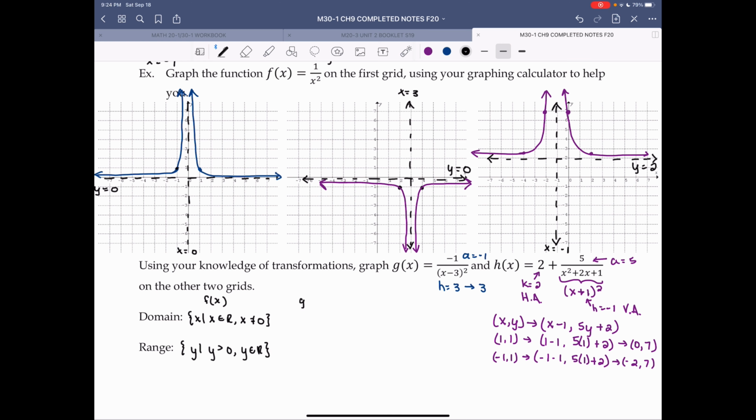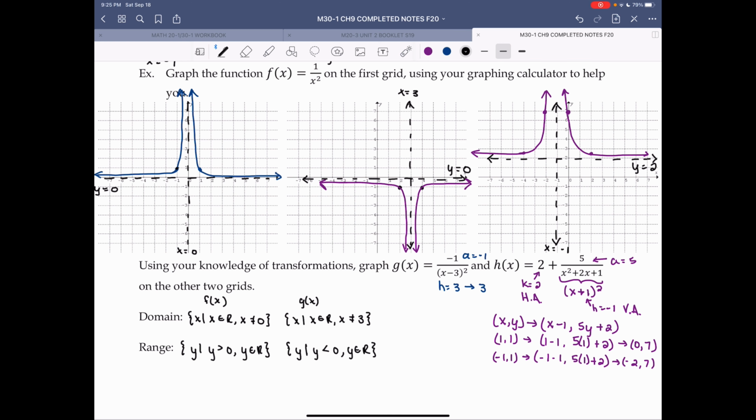Looking at g of x next, the domain is everything except for the vertical asymptote, which is 3. So x such that x is an element of the real numbers, but x cannot equal 3. And for the range, both of our curves are below the x-axis, or the horizontal asymptote of y equals 0. So y is less than 0, and y is an element of the real numbers.